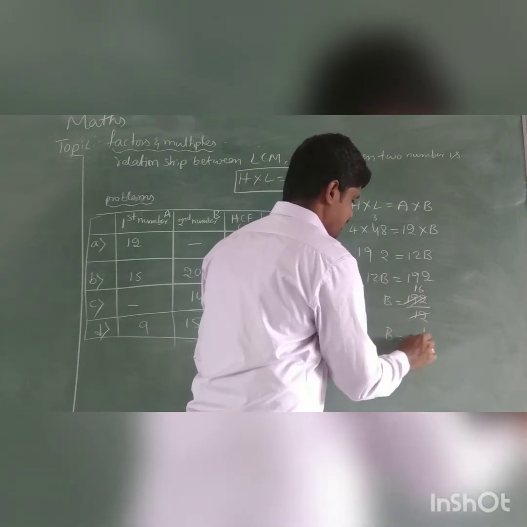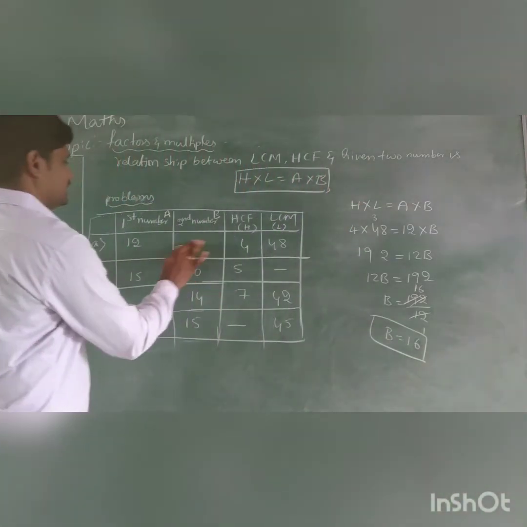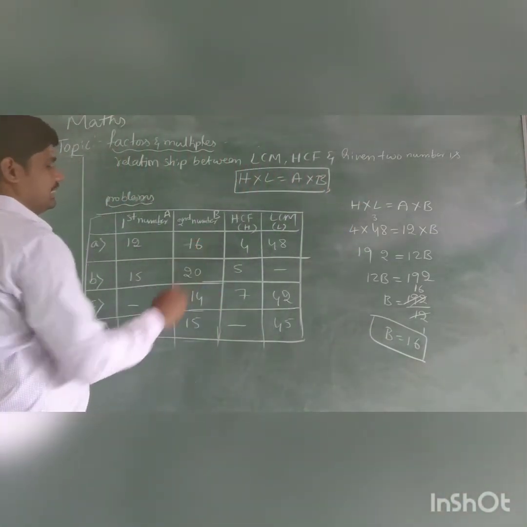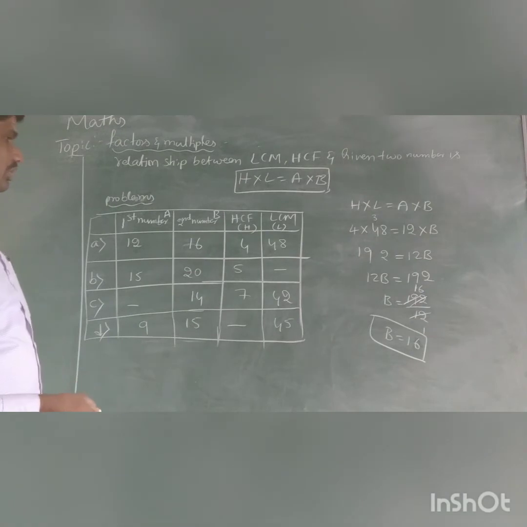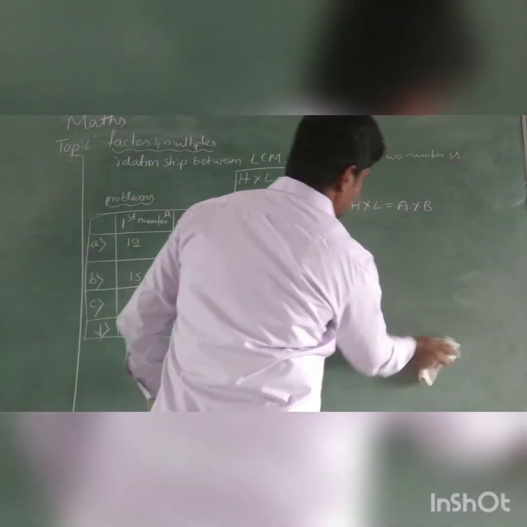Therefore, the value of B is 16. The second number is 16. Any doubt? Next, we are going to solve the next problem. First we should write the relationship between HCF, LCM and the two numbers.